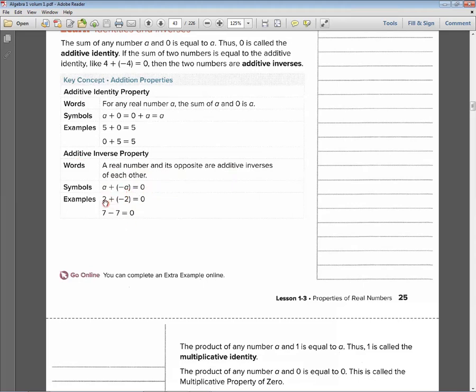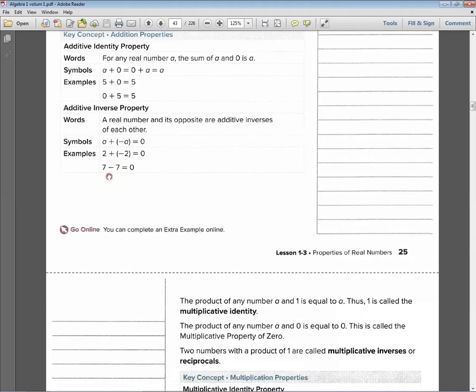Also, the sum of 2 and negative 2 is 0. 2 and negative 2 are opposites, okay? And I can call them additive inverses. Also 7 minus 7 is 0, because here I can make it addition: 7 plus negative 7. 7 plus negative 7 is 0.